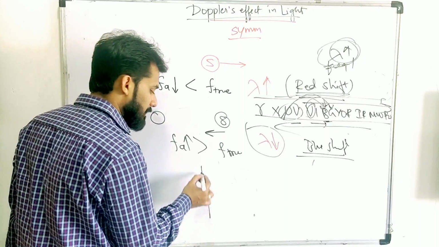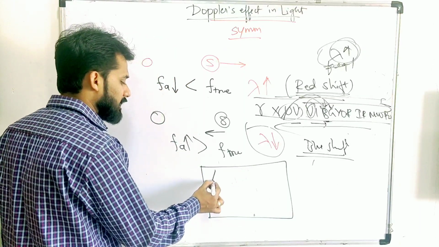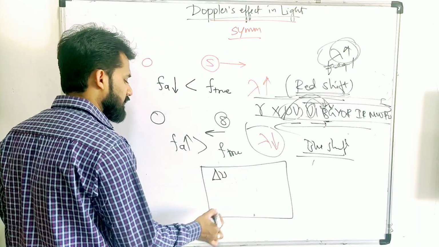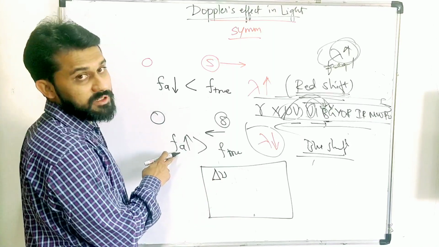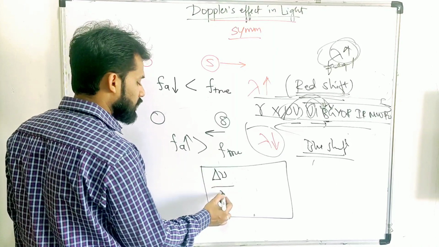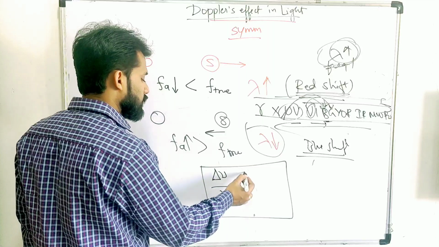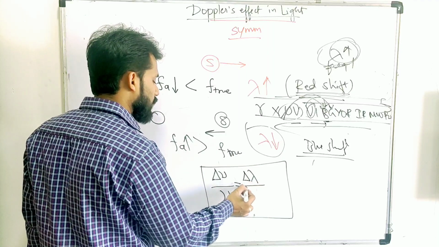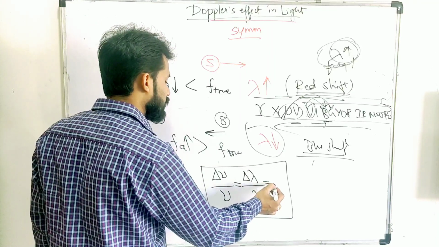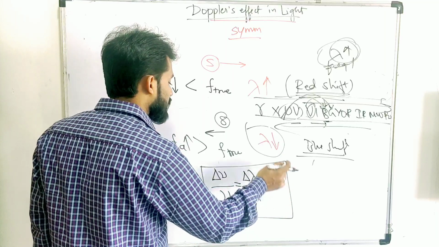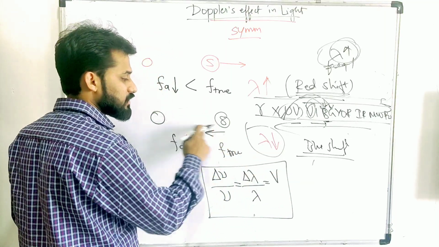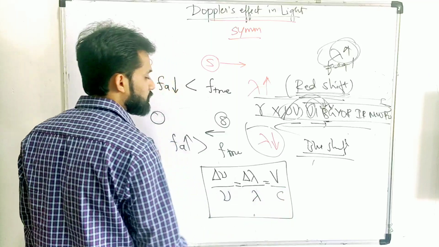And in Doppler's effect, we don't have numericals in state board textbook, but if the question comes, then you must remember this formula, a single formula, that is the change in frequency. I have used F over here, I am using nu, upon original frequency is equal to change in wavelength upon original wavelength is equal to velocity of object, relative velocity of object upon speed of light.